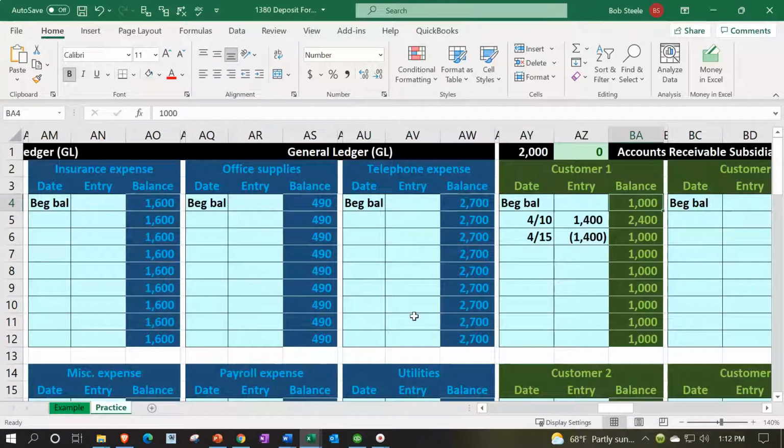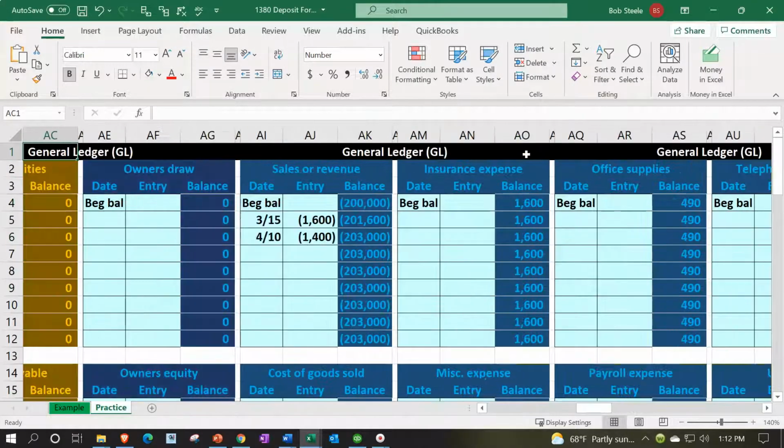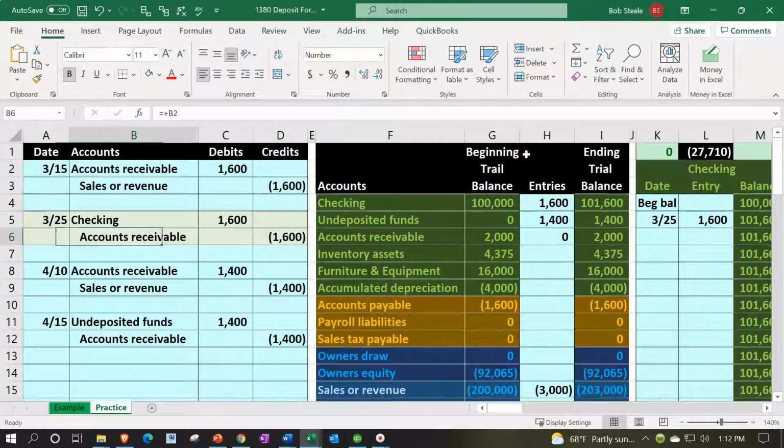So there we had 1,000. And then it went up by 1,400, down 1,400, back to 1,000. The total of our 4 customers adding up to 2,000. That then matching the trial balance. Back to the TB. TB now has that 2,000 in it. So now we got this money in undeposited funds.